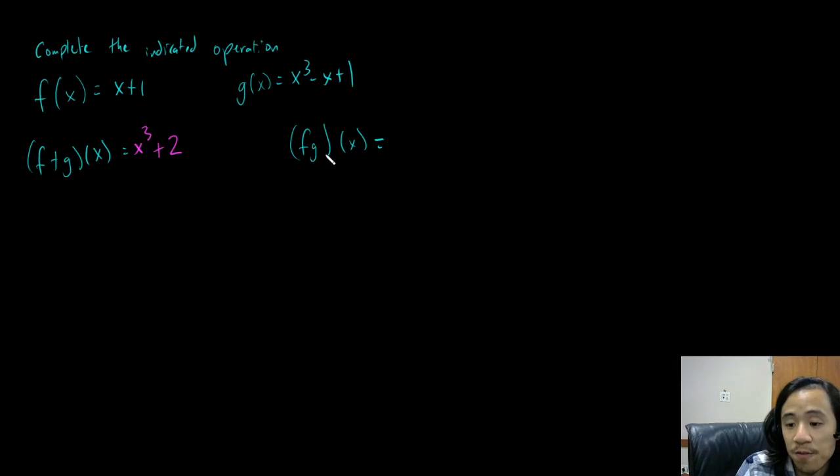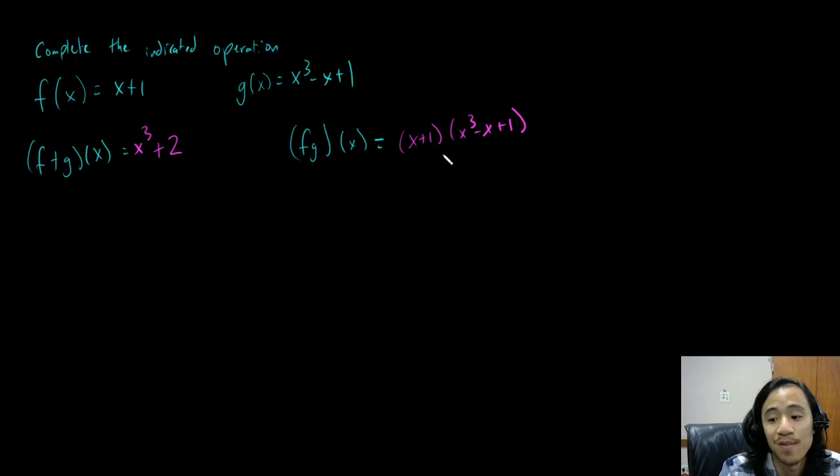Now this one says fg of x. This one's multiplication, so we have to multiply these two together. So we are going to have to distribute. And this can be kind of a painful process because we have to multiply x to all these terms and then 1 to all of these terms. So we're basically extended foiling.